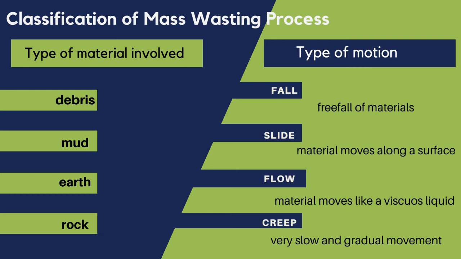Surface in here refers to the joint, fault, bedding plane, or curved surface. But if the material moves like a viscous liquid, it's called a flow. And lastly, creep, which is a very slow and gradual movement of a material. Then, to name a mass wasting event, you just have to take the type of material and combine it with the type of motion that you see.